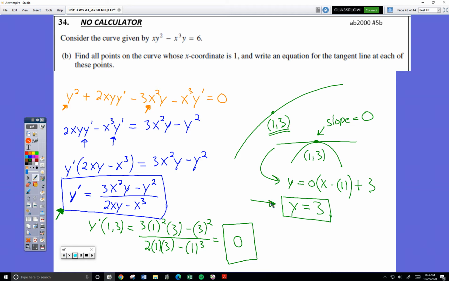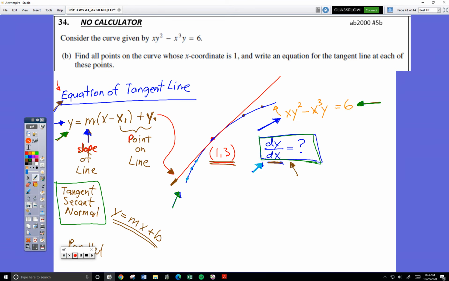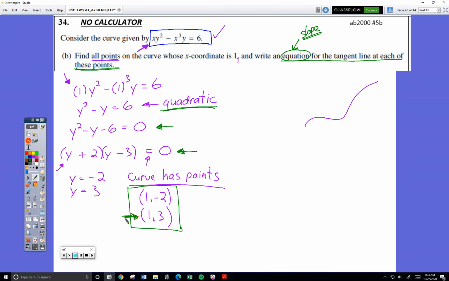So, questions, please. Now don't you have to go back and solve for like the -2 part of the equation? Yes. So what Carl said was, we found the equation of the line tangent to the curve at the point 1, 3. I now must find the equation of the line tangent to the curve at the point 1, -2.